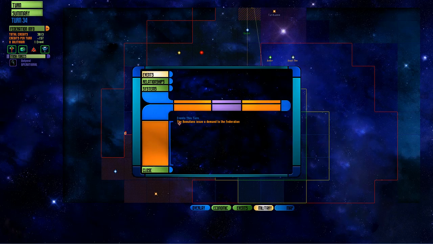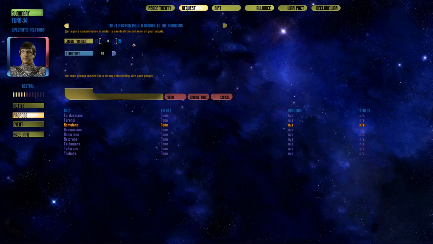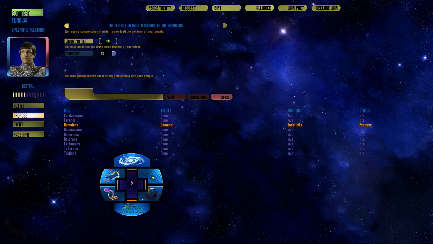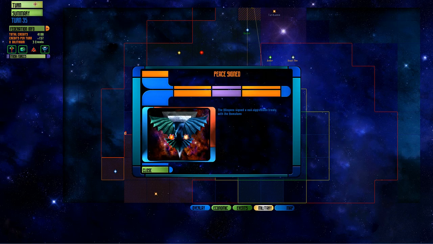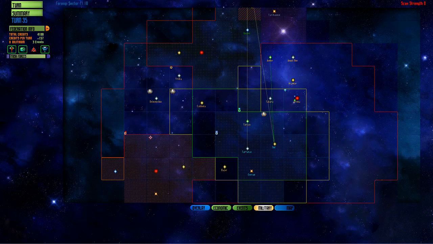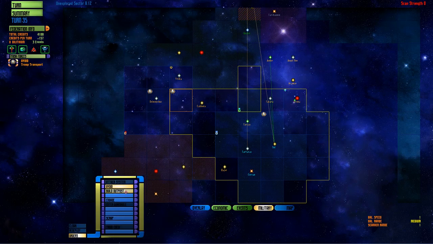Diplomatic messages have been received. Realm issue a demand. Well, we'll reject that. Treaty will be rejected. We'll request back. Leave the rumbling over here. Troop transport over here. An outpost will be constructed.